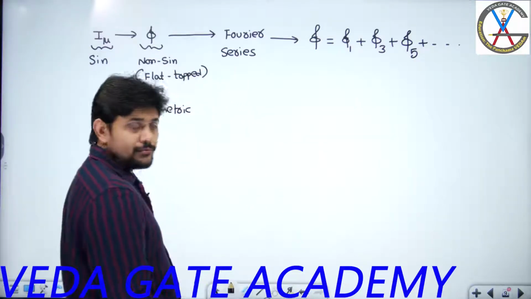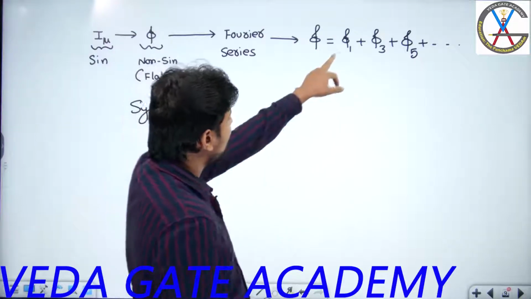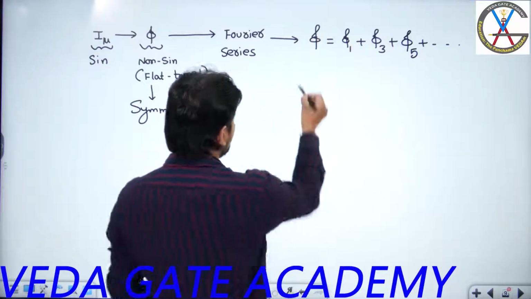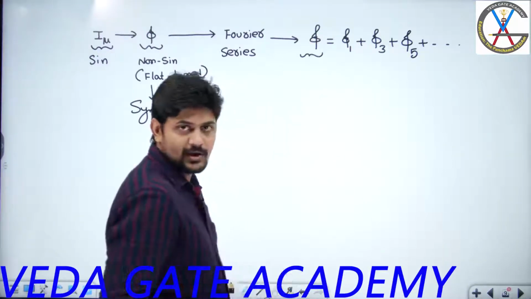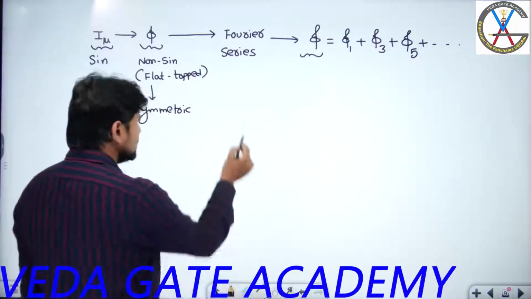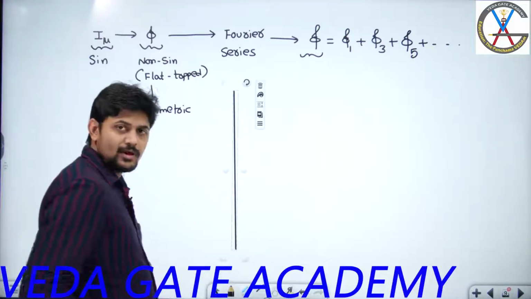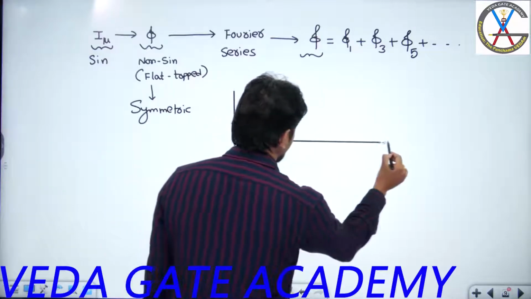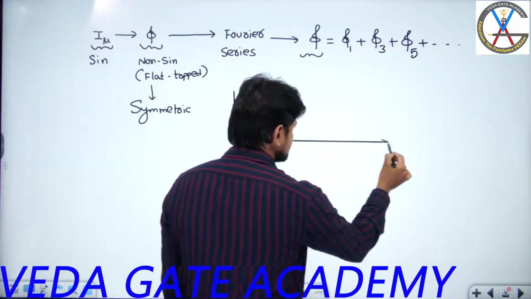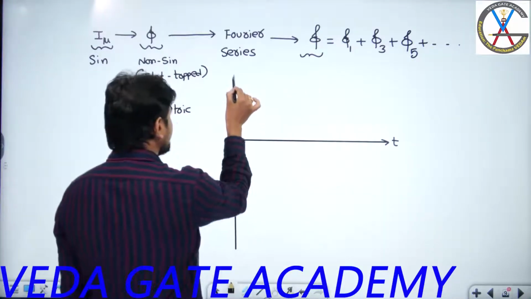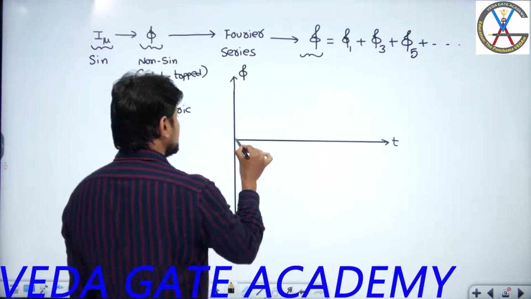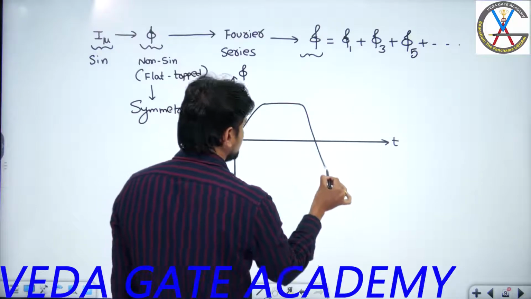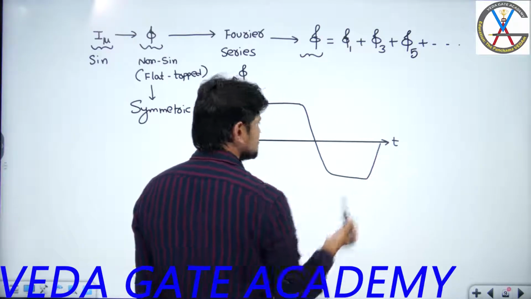Now if you try to see here, if I add all these harmonic components of flux to a fundamental, the resultant shape of flux is flat topped. That means if I try to draw the graph with respect to time, I need to get a flat topped flux in this fashion, right?